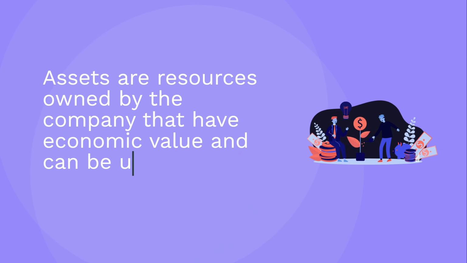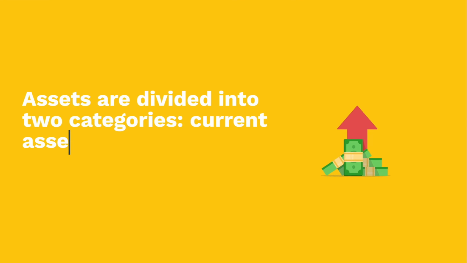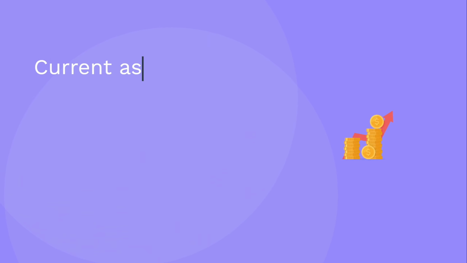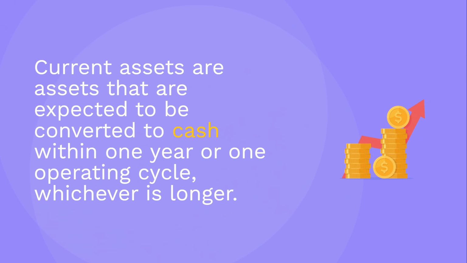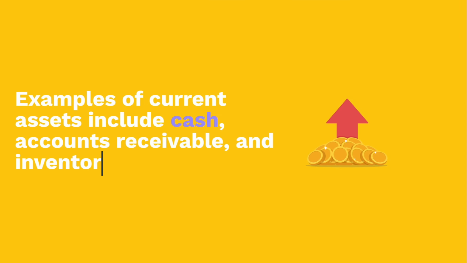Assets are resources owned by the company that have economic value and can be used to generate revenue. Assets are divided into two categories: current assets and non-current assets. Current assets are assets that are expected to be converted to cash within 1 year or one operating cycle, whichever is longer. Examples of current assets include cash, accounts receivable, and inventory.